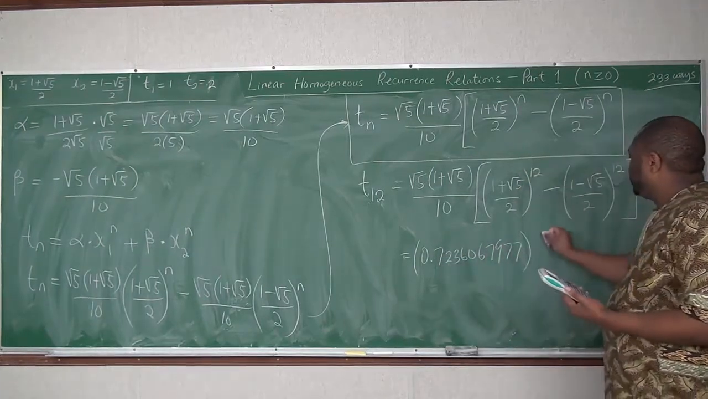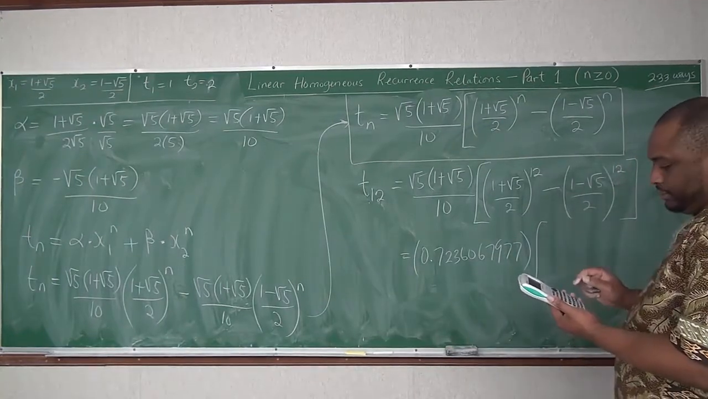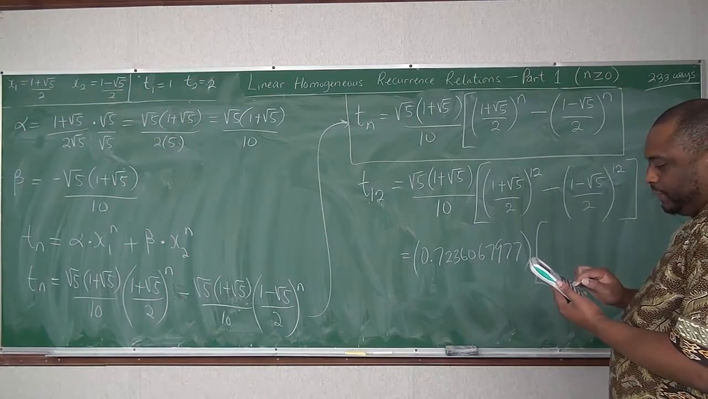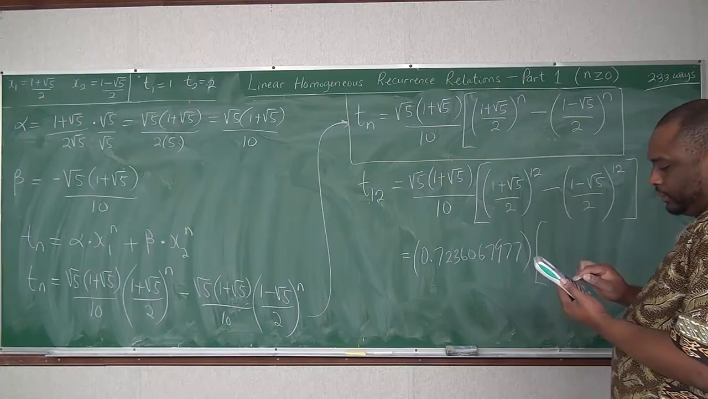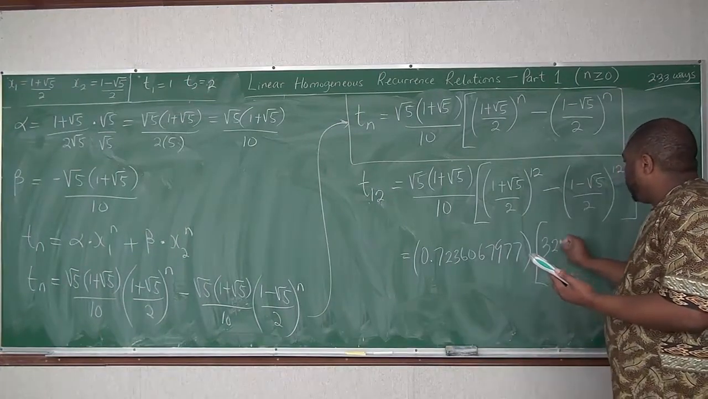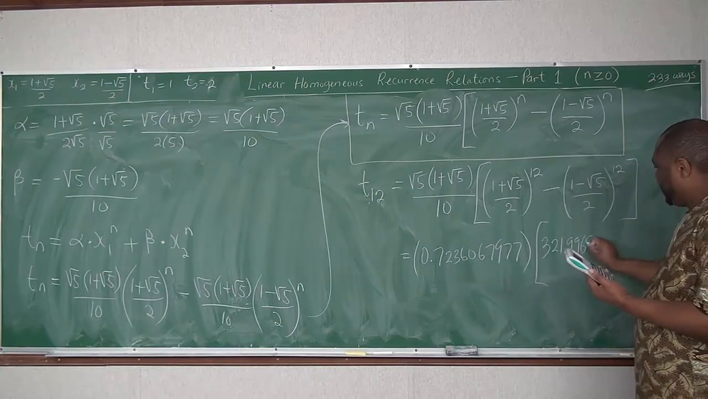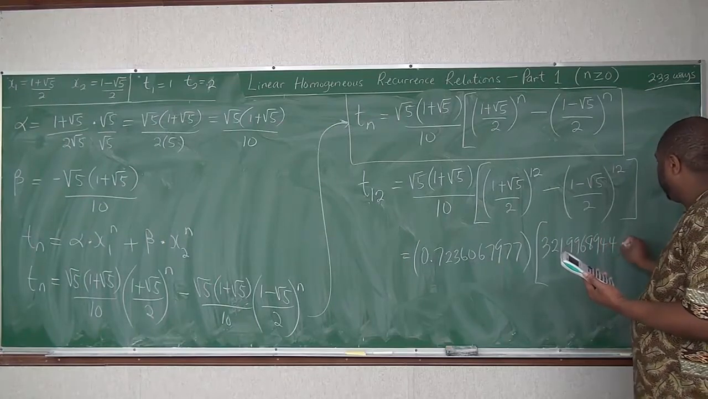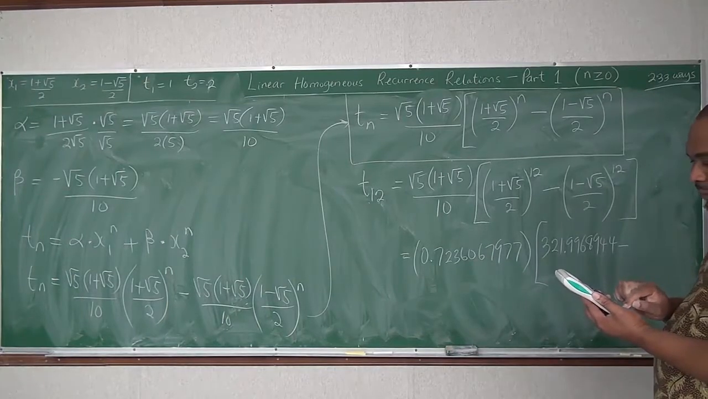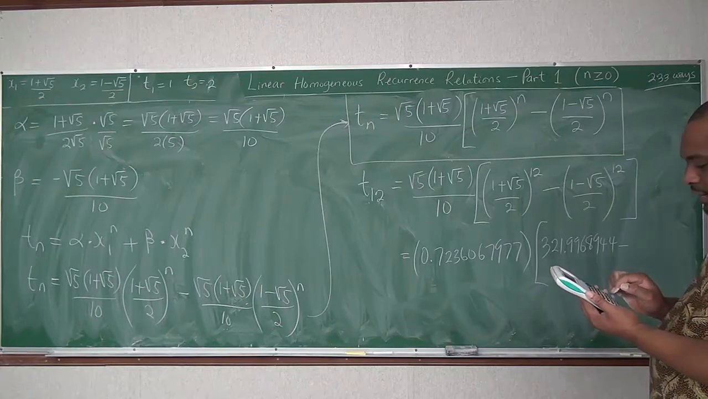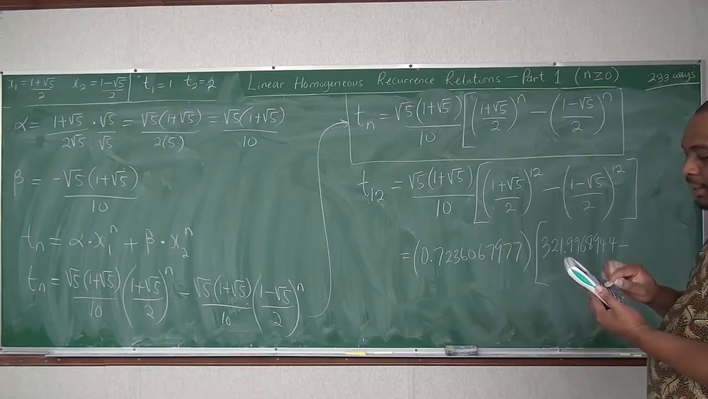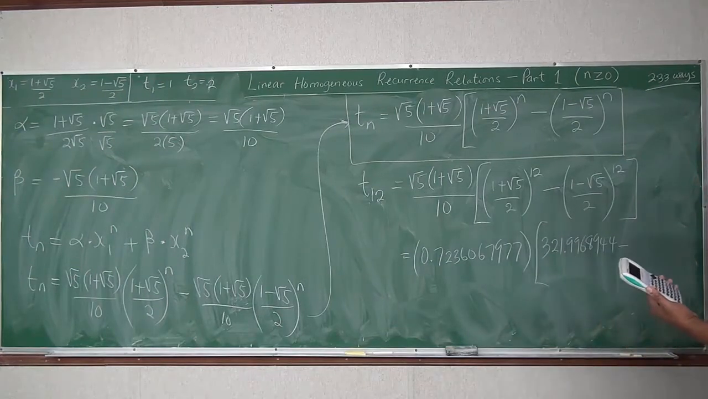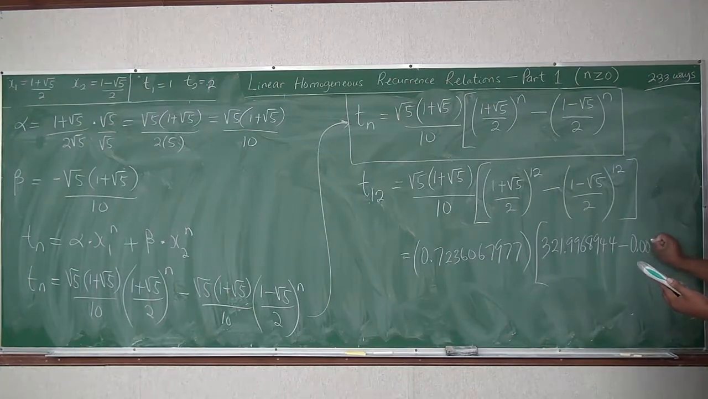0.72360, okay, times parenthesis 1 plus shift root 5 divided by 2, then raised to power 12. This gives me 321.9968944 minus parenthesis 1 minus shift root 5 divided by 2. This is a negative number, but exponent 12 gives us a positive number. This is 0.0031, that's kind of big.